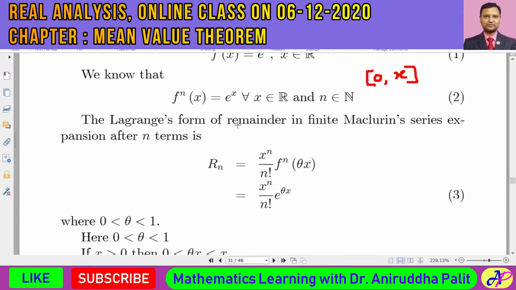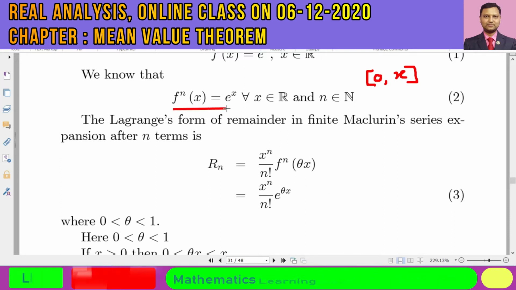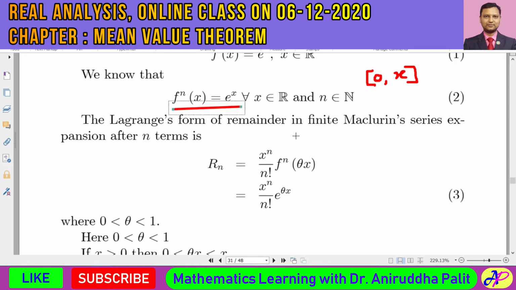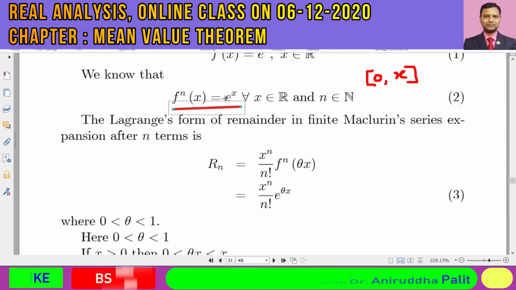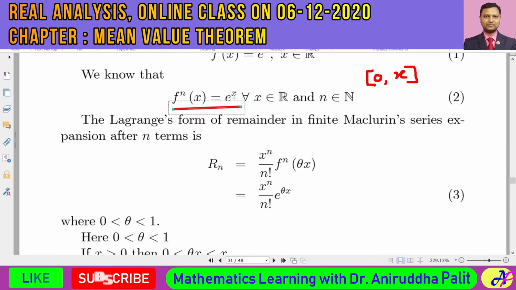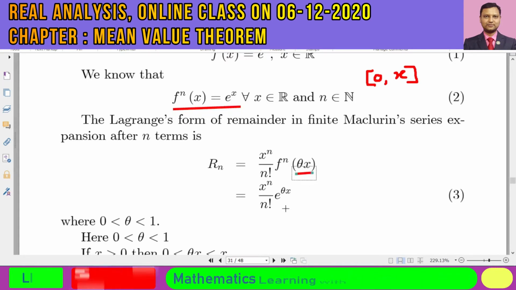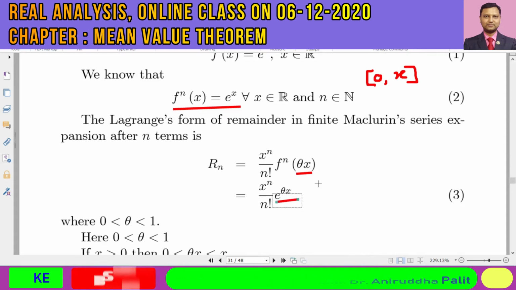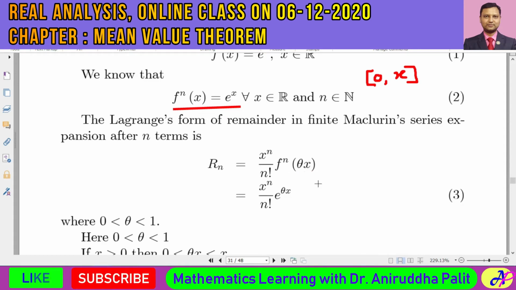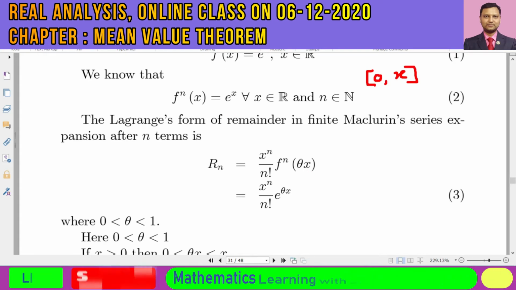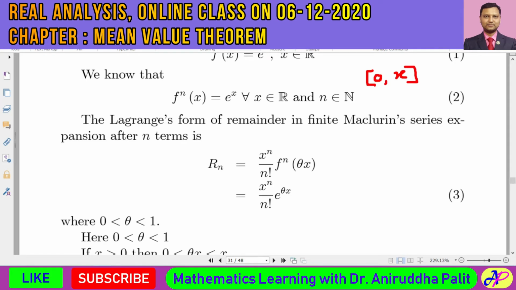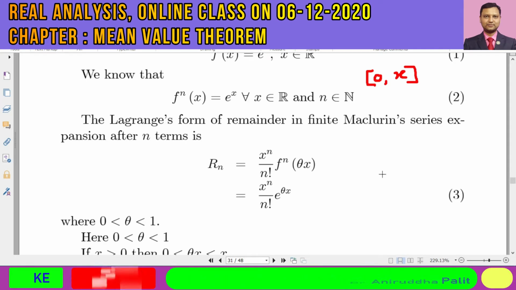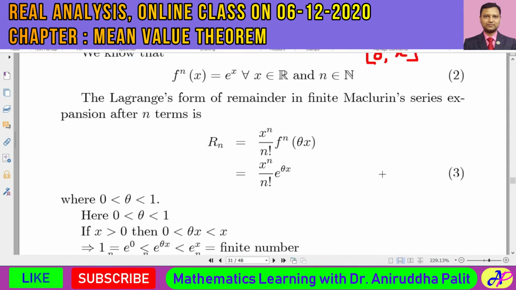So over here we know that the nth derivative of f at x is equal to fn x, that is actually our e to the power of x. So just by putting x is equal to theta x in equation number 2, we got the expression of the nth derivative fn at the point theta x. Now we have a result in the chapter of sequence. What is the result? Related to the null sequence.